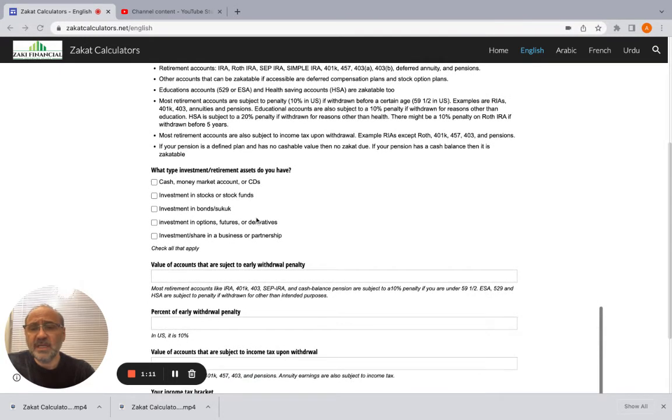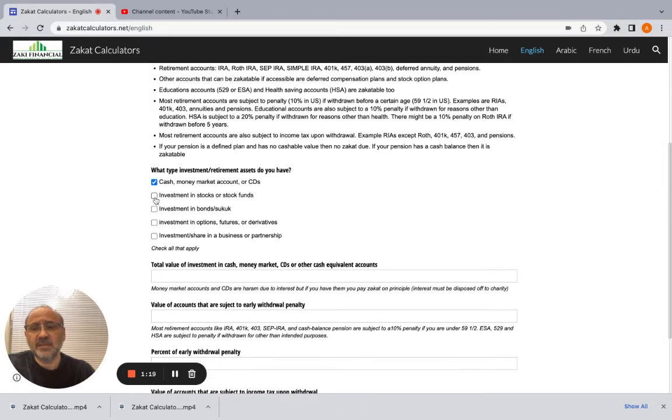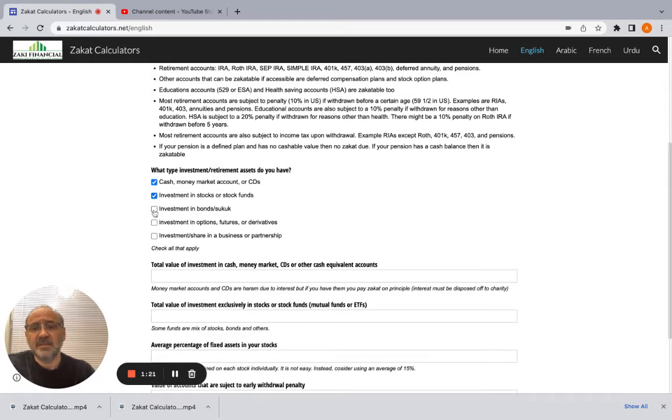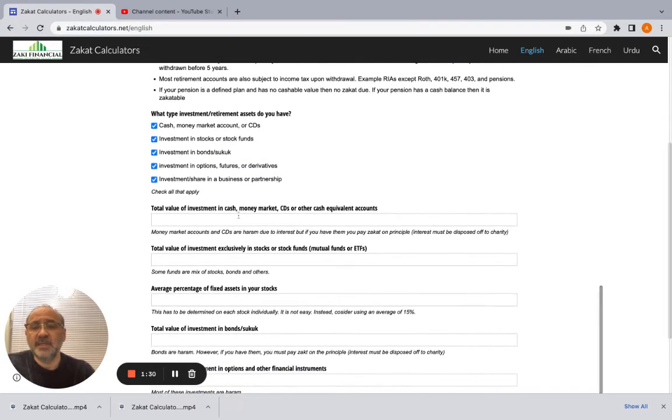Also, there are several types of accounts. People can invest in cash or cash equivalents, stocks, bonds or sukuk, options, and if you have a passive share or partnership in a business. We're going to explain them.